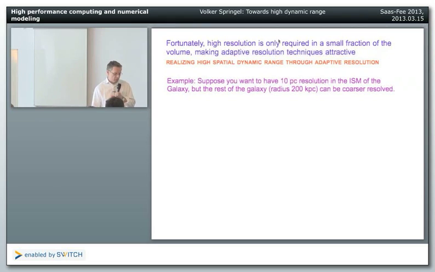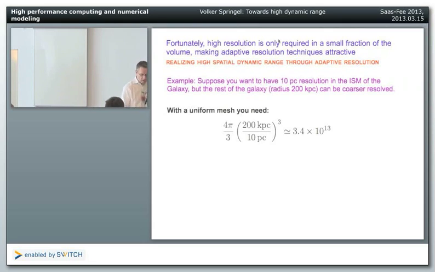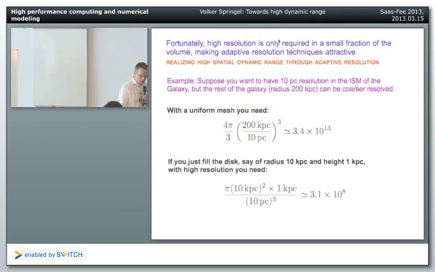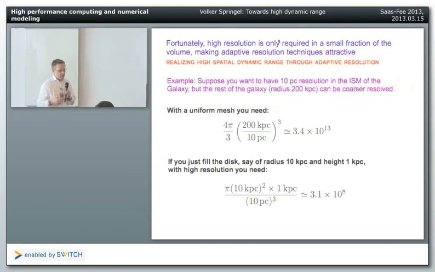So another example, suppose you want to have this 10 parsec resolution now, say, in the ISM of a galaxy, and you try again to do this for the whole galaxy, for a radius of 200 kpc. In this case, you would need 10 to the 13 cells with a uniform mesh. If you only want to cover the disk, say radius of maybe 10 kpc, height maybe a kpc, then you need only 10 to the 8 cells, and that's maybe doable, right?